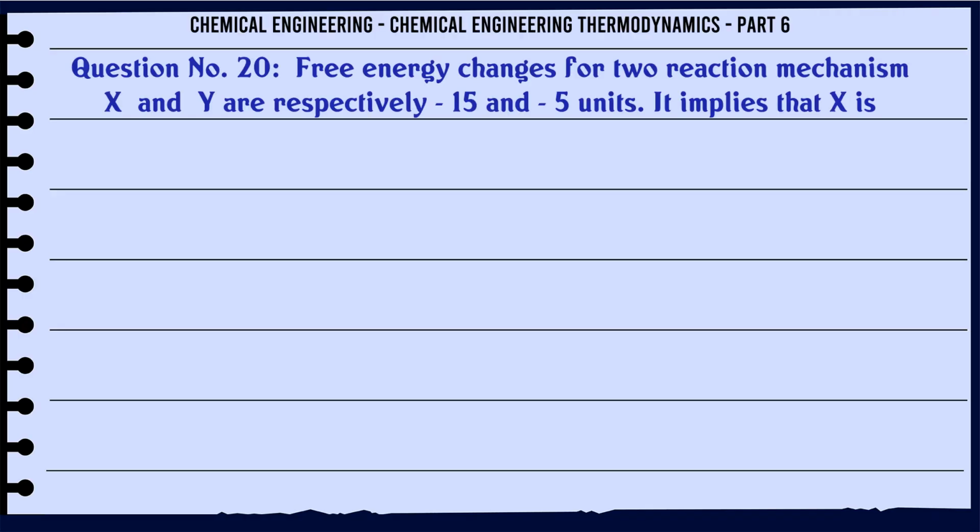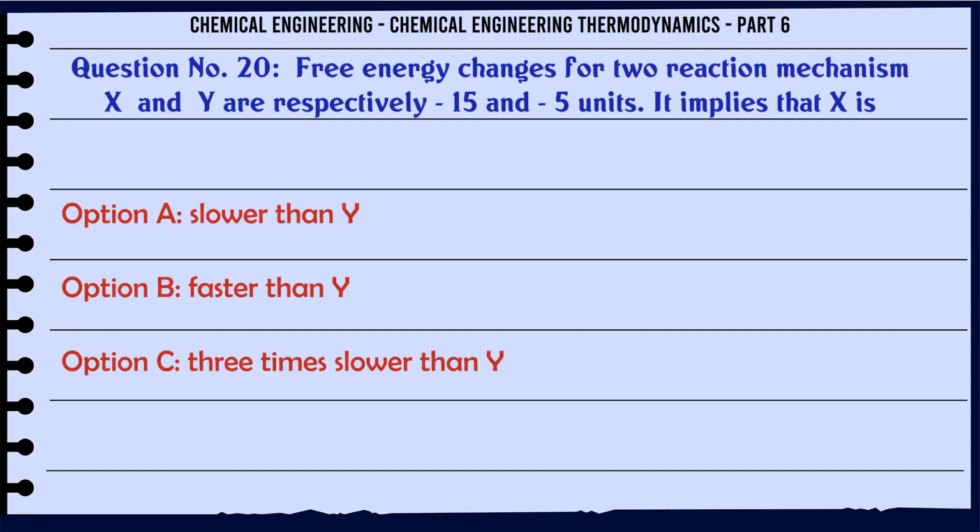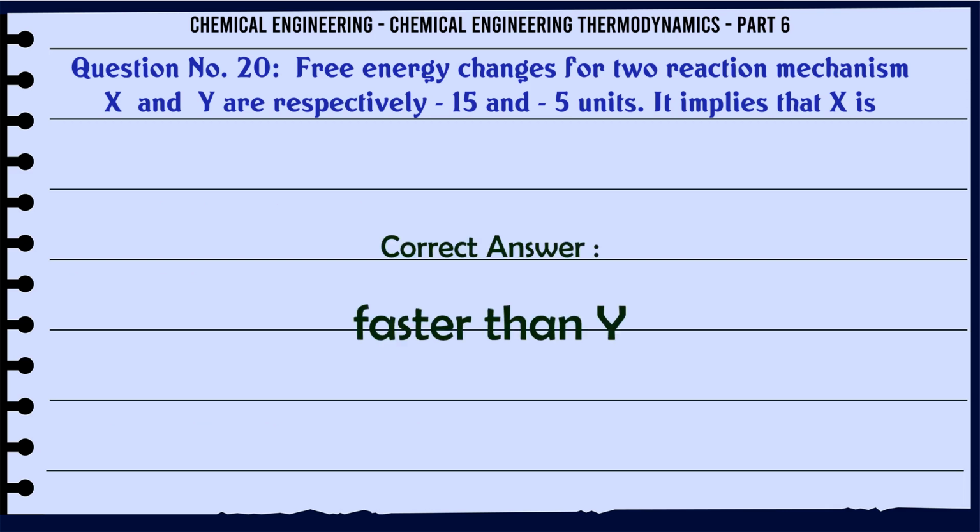Free energy changes for two reaction mechanisms X and Y are respectively -15 and -5 units. It implies that X is: A) slower than Y, B) faster than Y, C) 3 times slower than Y, D) 3 times faster than Y. The correct answer is faster than Y.